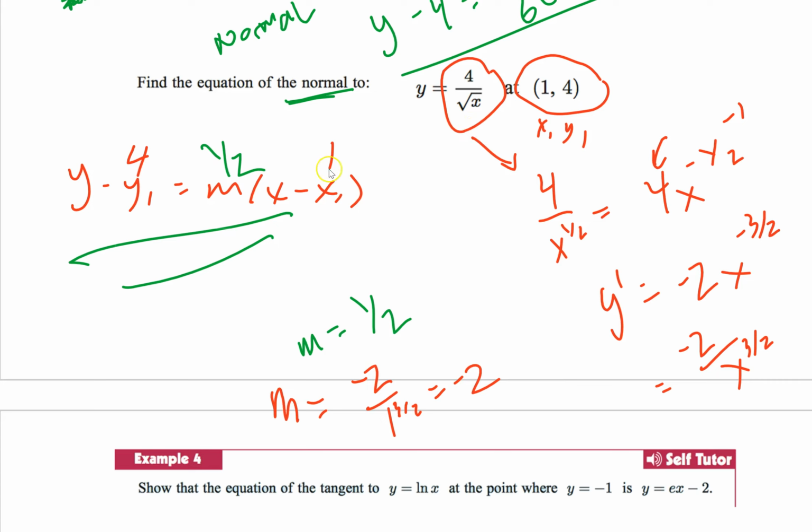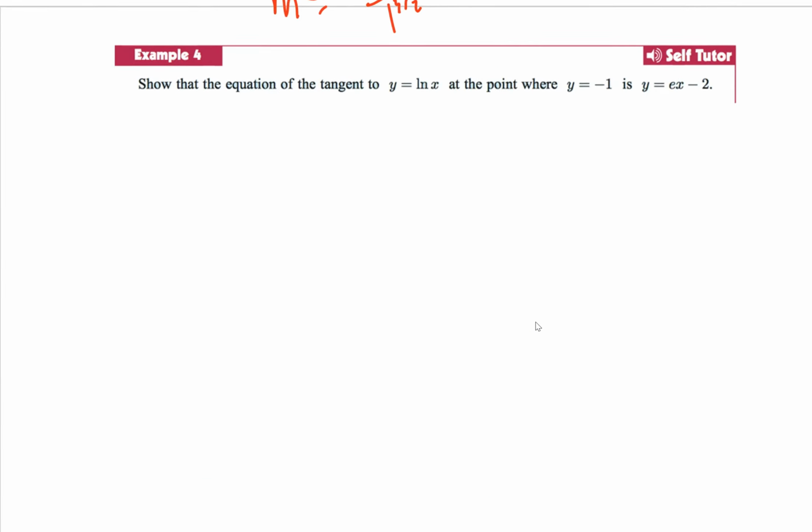You have a point, that's your x1, your y1, because they actually gave me the point. If I want the equation of a tangent line, m is literally the derivative, so you take the derivative and plug your x1 in. I got negative 2. In this case, I wanted the normal line, so I had to flip it. So that's just the idea, but let's do a few more just to broaden our understanding.